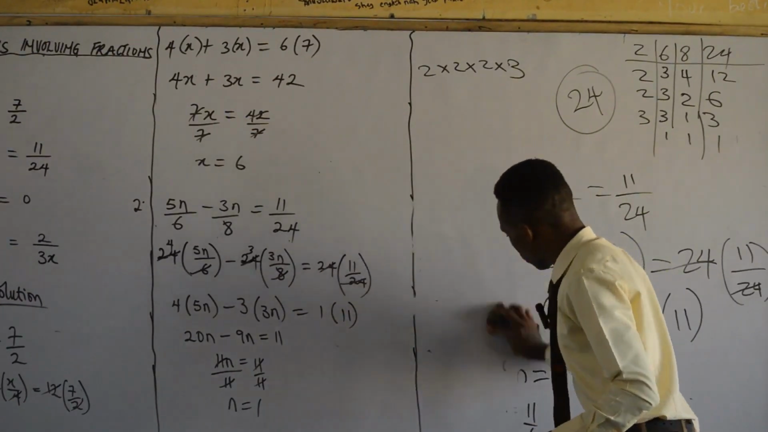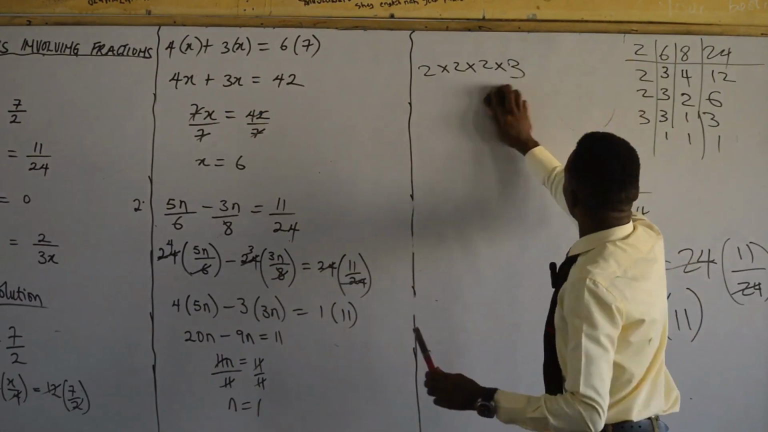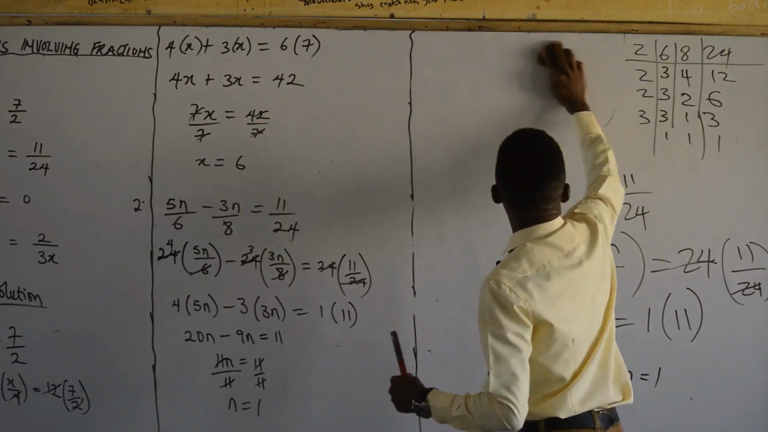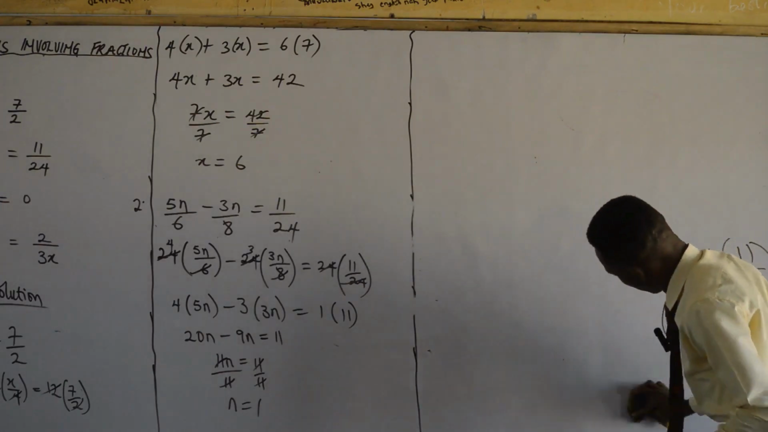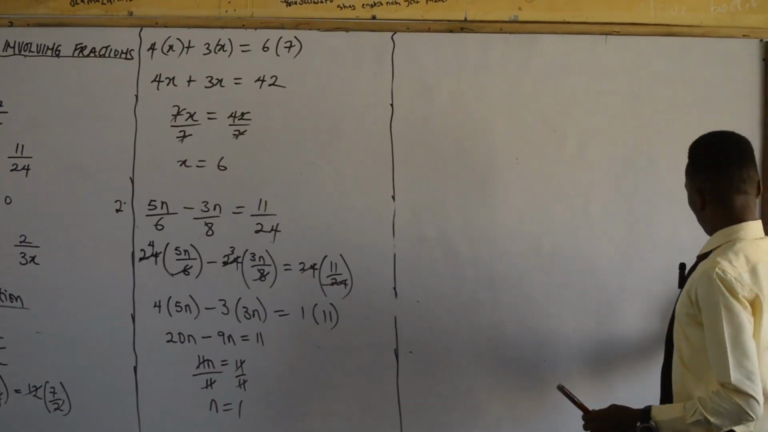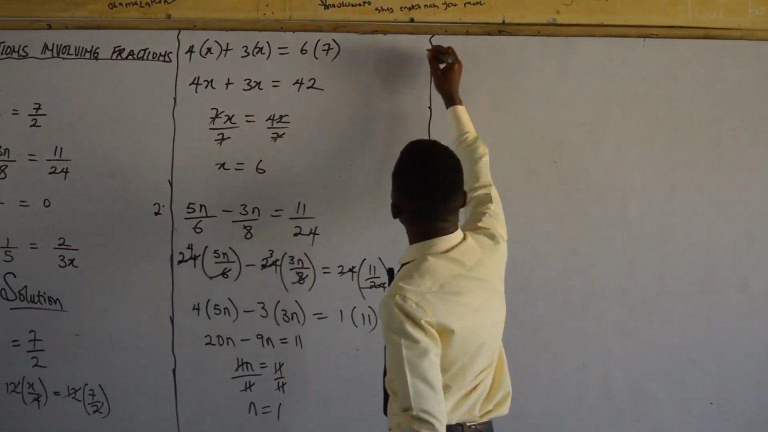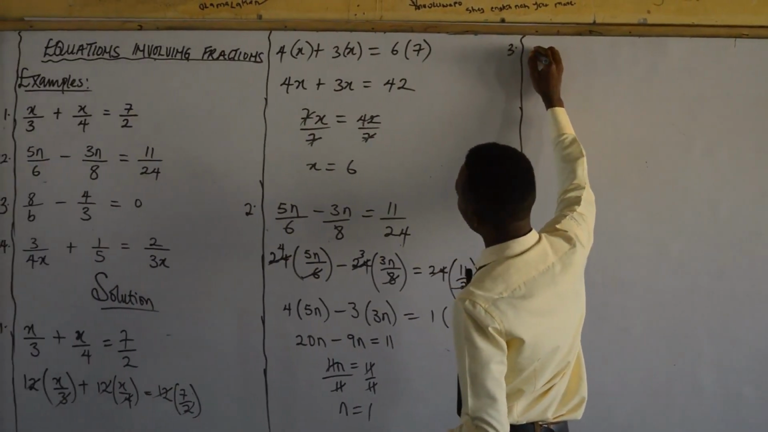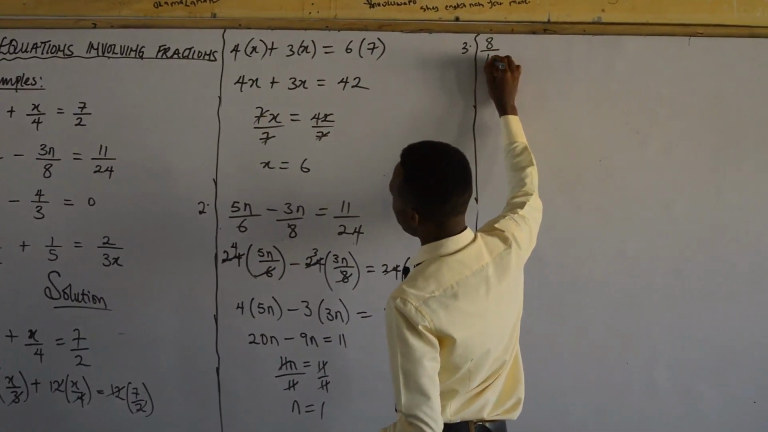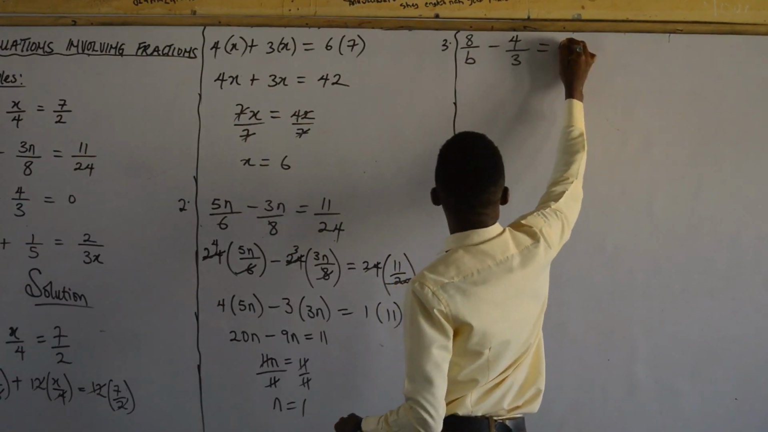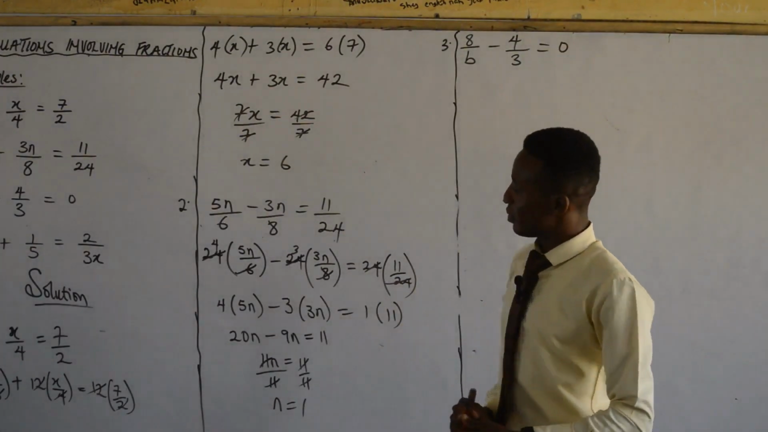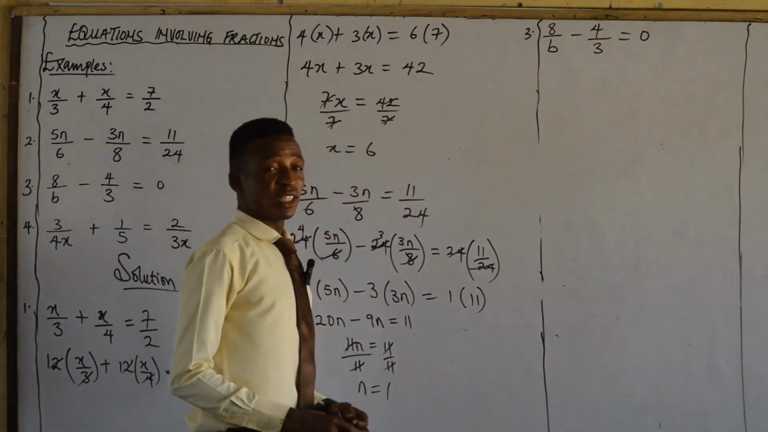So we're having 2 more to go. Well, the way we did the first 2 questions, that's how we are still going to do the third one now. Then after doing the third one, I'm very sure you have the confidence to approach the last one. So the third question now, we have 8 all over b minus 4 all over 3. Everything equals to 0. I think this one is a bit different. So let's see the solution to the third question here.